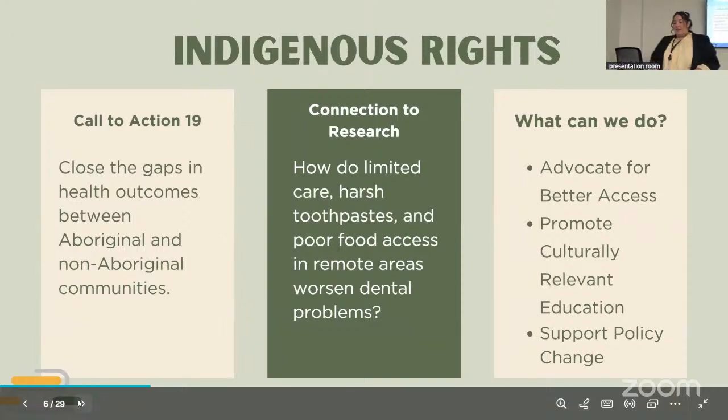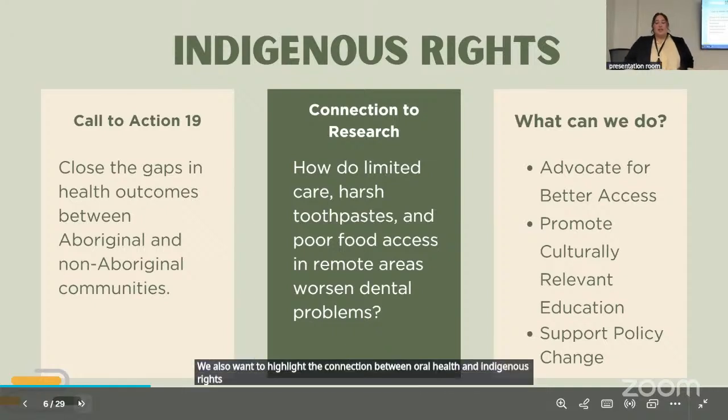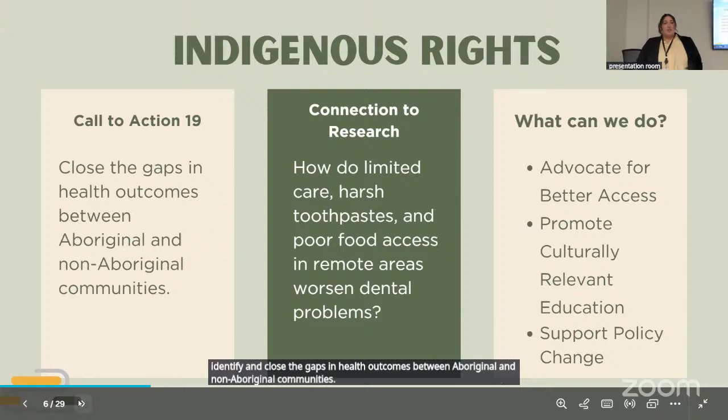We also want to highlight the connection between oral health and Indigenous rights. In Call to Action number 19, the Truth and Reconciliation Commission states, "We call upon the federal government to establish measurable goals to identify and close the gaps in health outcomes between Aboriginal and non-Aboriginal communities. These efforts focus on issues such as chronic diseases, access to appropriate health services, and overall well-being."